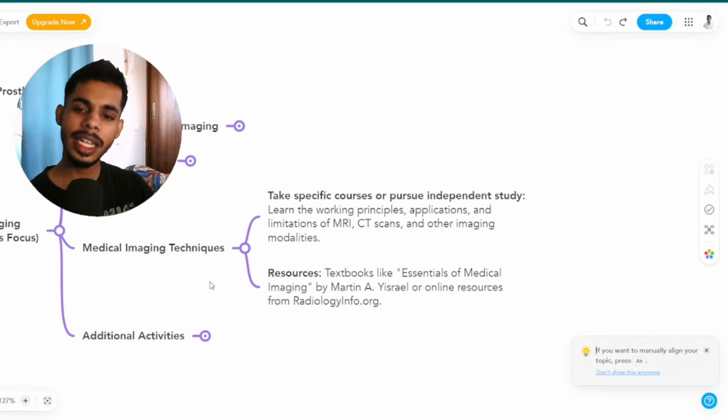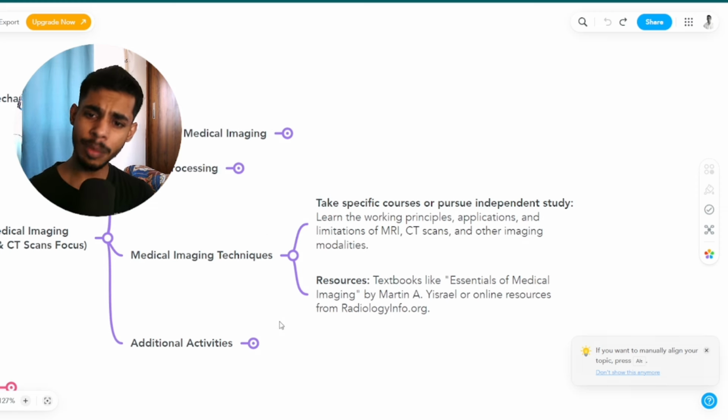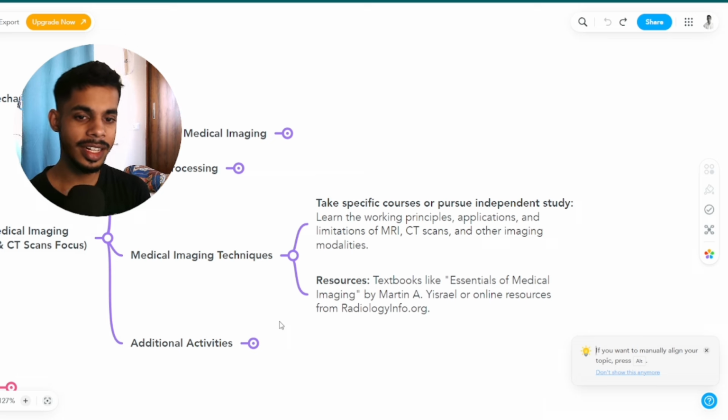There are different techniques of medical imaging, which include certain working principles, certain applications of these principles, and certain limitations of MRIs and CT scans. There will be certain limitations for CT scans, but there will be a lot of advantages when you compare it with MRI scans, right? And there are other imaging modalities as well, which you can go through.